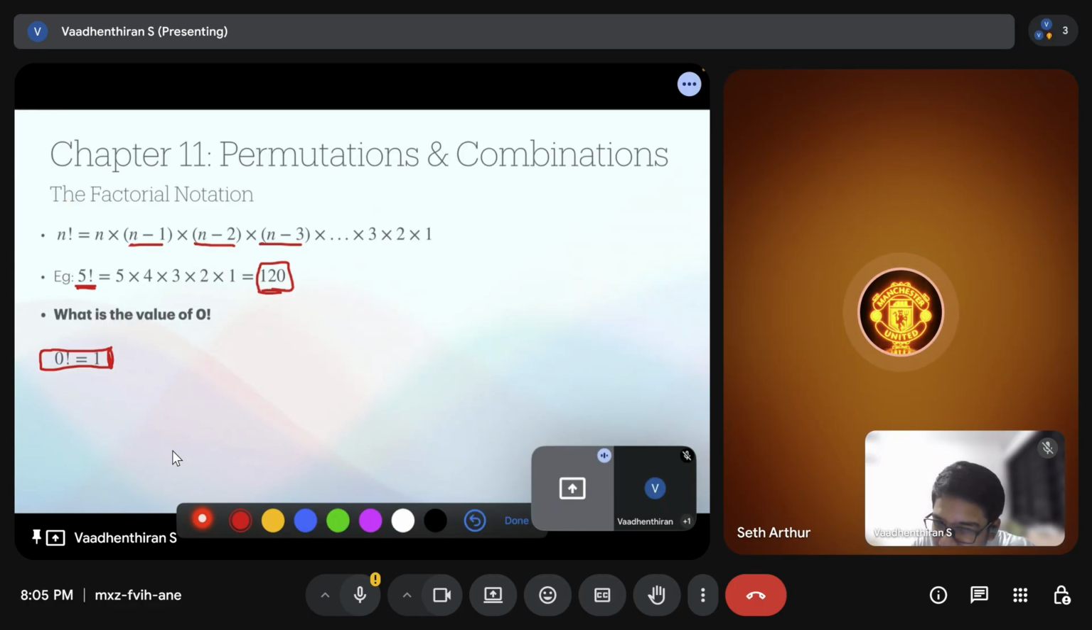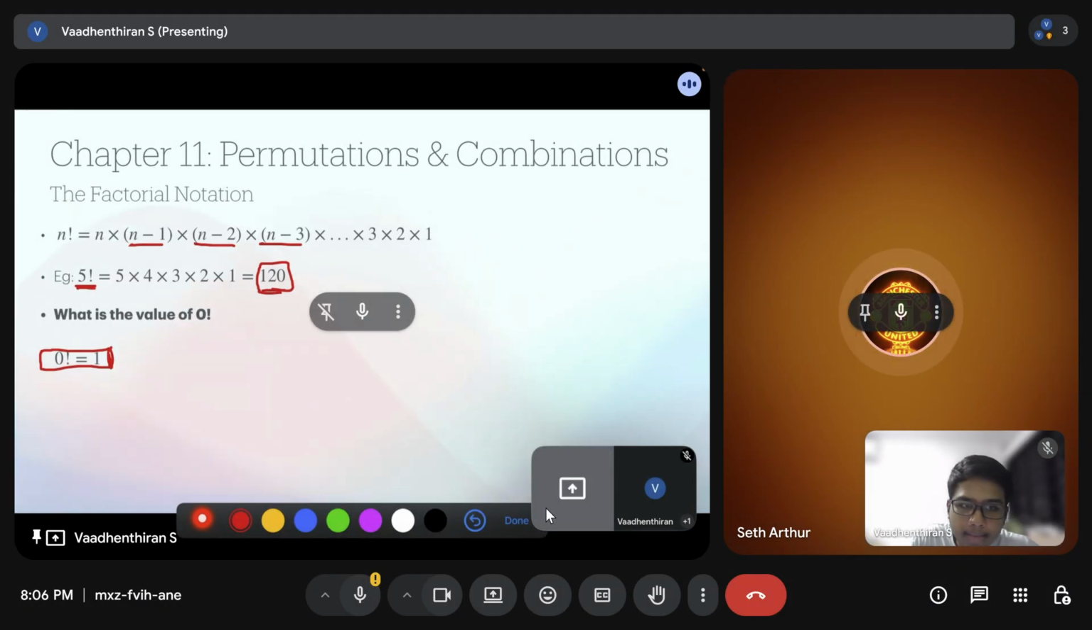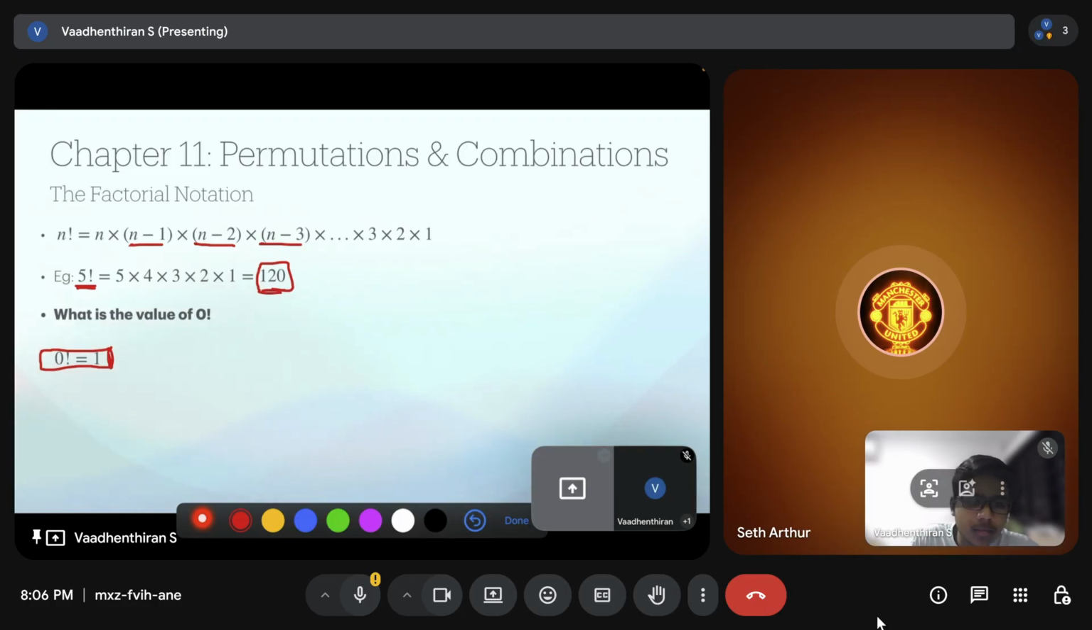Sorry, I think there's a lot of background noise. I couldn't hear. Oh, there we go, the music. Okay, I think I'll just explain why 0 factorial is 1.